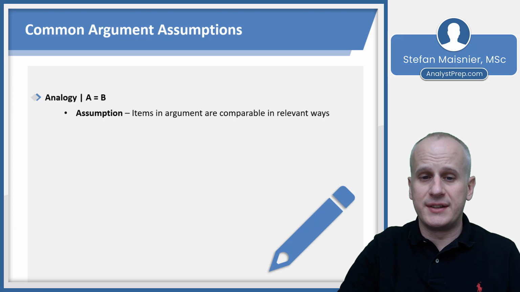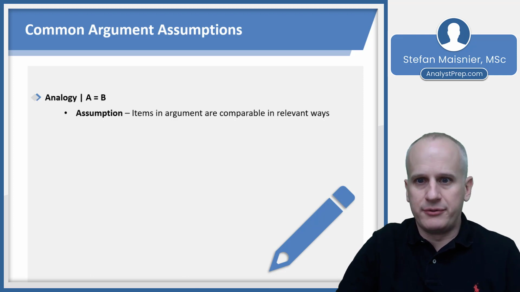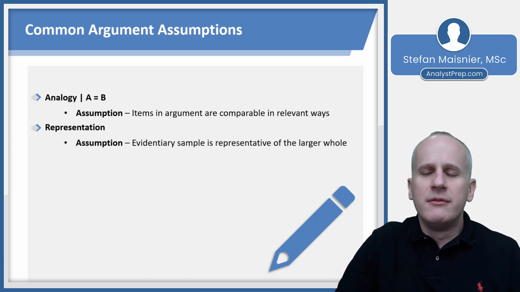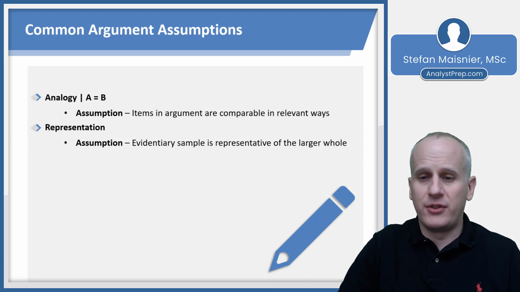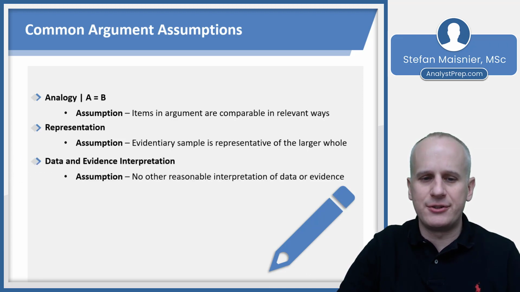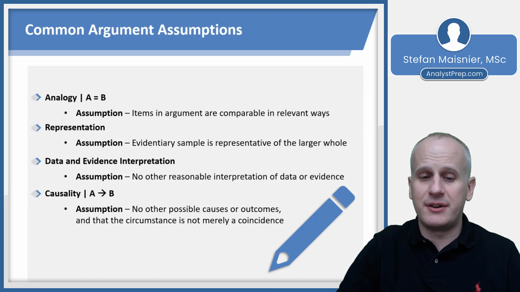So we can see that the assumption is just that they are comparable. So if you've got an argument based on an analogy, the assumption is that they're comparable in whatever the relevant fashion is. For representation arguments, your assumption is that the evidentiary sample is representative of the larger whole. So whatever they're saying in the premise represents the whole of the conclusion. When you have data and evidence interpretation, your assumption is that there is no other reasonable interpretation of that data or evidence. For causality, there are no other possible causes or outcomes, and the circumstance isn't just a coincidence.